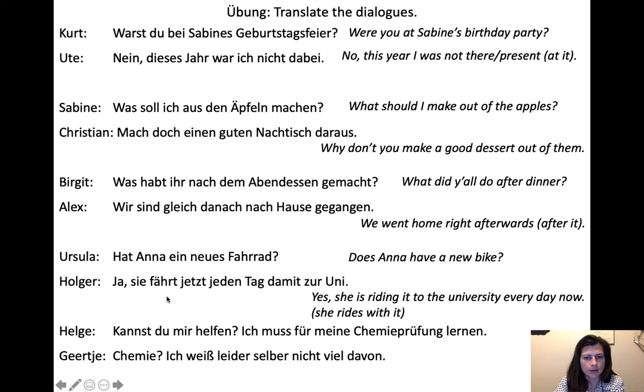The thing is, this one's a little tricky because you have to know that when you ride a bike or take any form of transportation, ich fahre mit dem Fahrrad, ich fahre mit der U-Bahn, ich fahre mit dem Bus, ich fahre mit der Straßenbahn. Any of these things, I ride with the train, I ride with the bike. So since it's mit dem Fahrrad, then you want to replace it with damit, because that's the preposition. So that's pretty tricky, but she rides with it, as in she rides on it every day to the university.